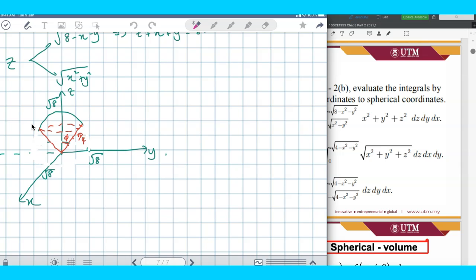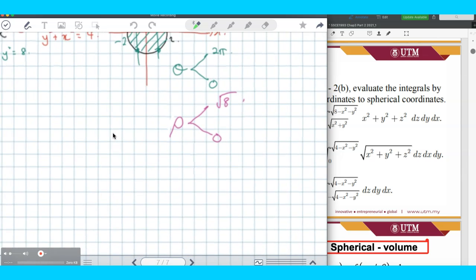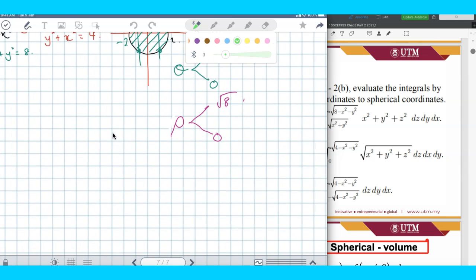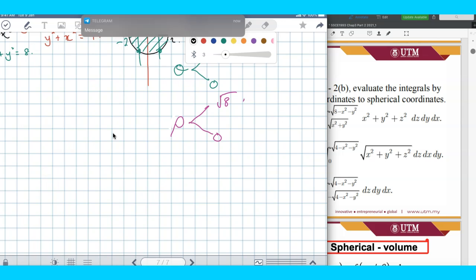So just like r, you have to sketch the straight line starting at the origin and passing through the solid. So the smallest rho is 0 and the highest rho is square root 8. So your rho is 0 to square root 8. Okay, and then what is the limit of phi?